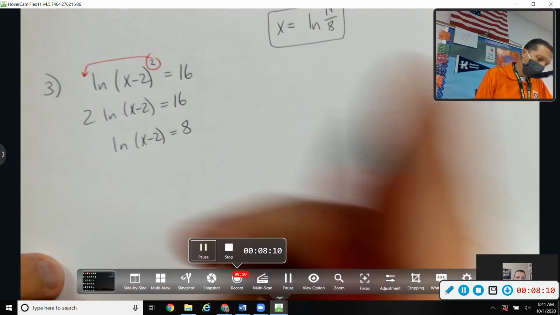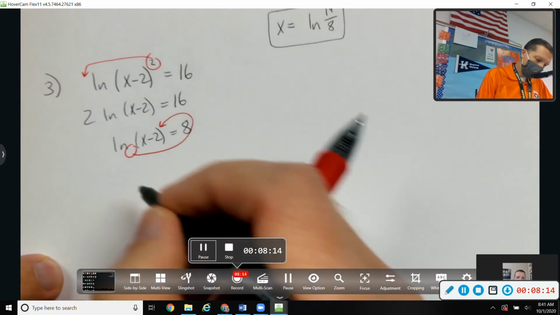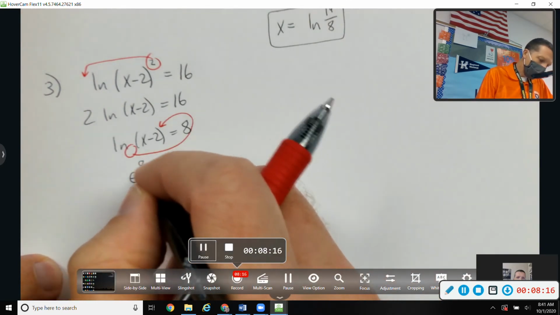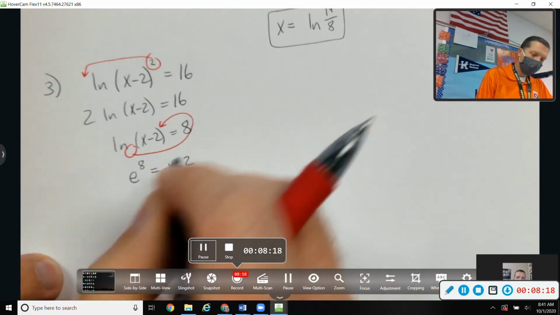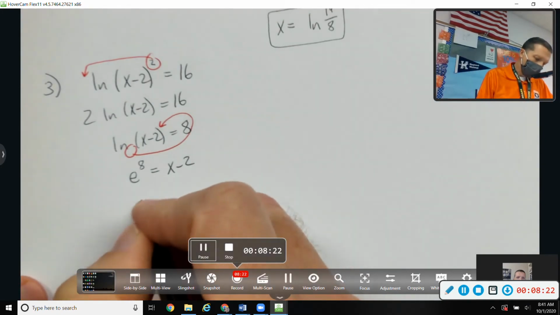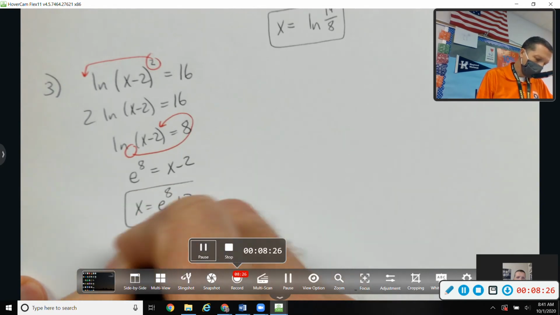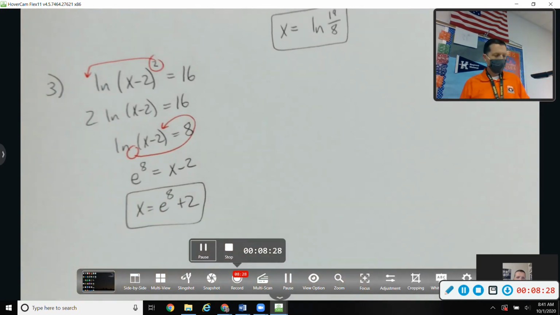So you do the fish hook or the loopy-loop. So e to the 8 equals x minus 2. So x equals e to the 8 plus 2. Again, all of that is algebra. Algebra, algebra, algebra, algebra, algebra.